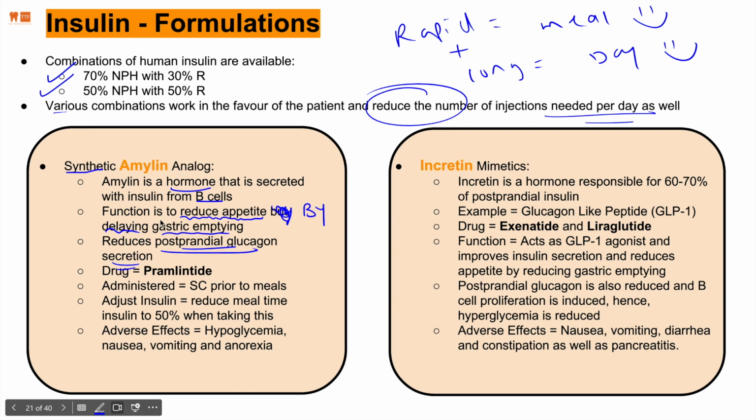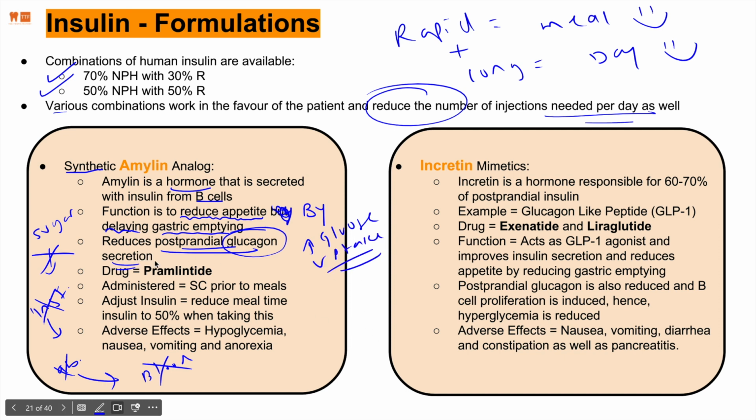So essentially what's happening is that you eat sugar. Sugar needs to go to the intestine in order to get absorbed, and then it gets into the blood. But if I delay this action right here, then no intestine, no absorption, and no sugar in the blood. Therefore, it reduces postprandial glucagon secretion. Glucagon is the promoter of glucose uptake into tissues. The drug is pramlintide. It is administered subcutaneously prior to meals.